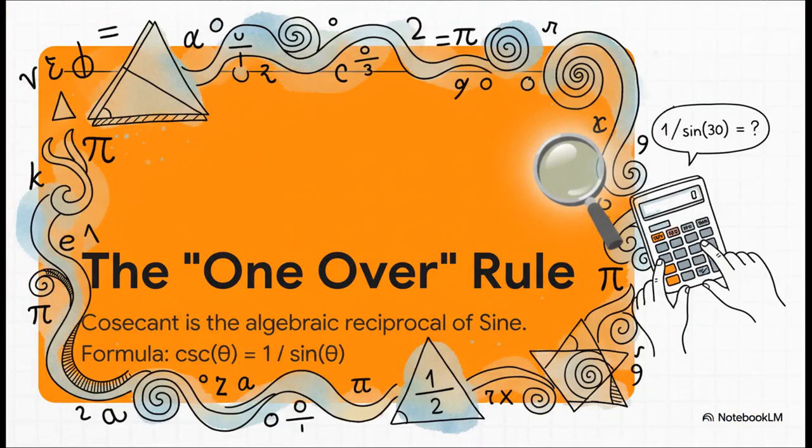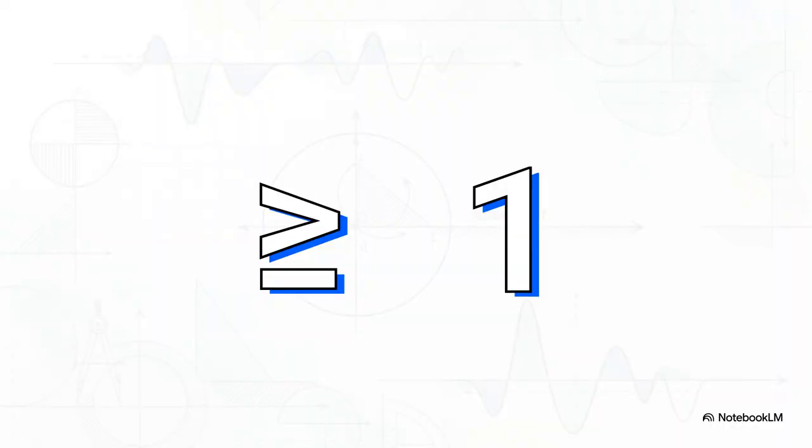Now this is where it gets really useful. This relationship isn't just about triangles, it's algebraic. We can just say that cosecant is 1 divided by sine. And this is a total game changer, because your calculator probably doesn't have a cosecant button, right? But it for sure has a sine button. So if you need the cosecant of, say, 30 degrees, you just punch in 1 divided by sine of 30. Simple as that.